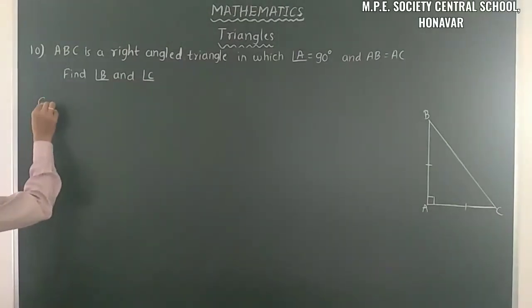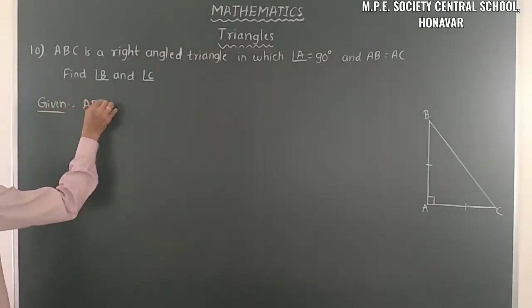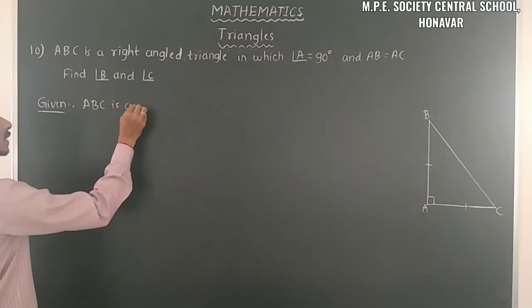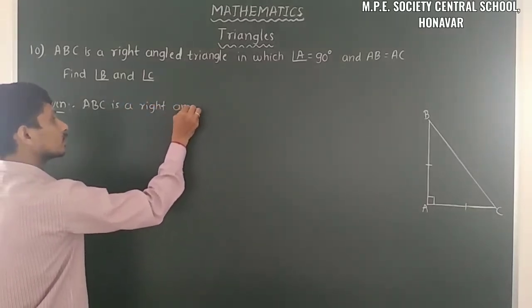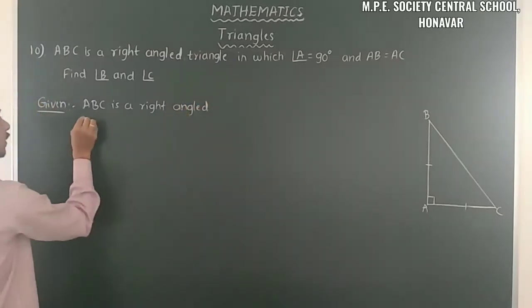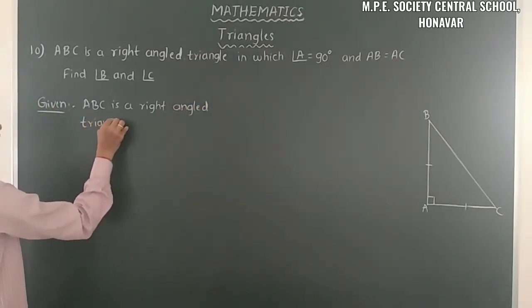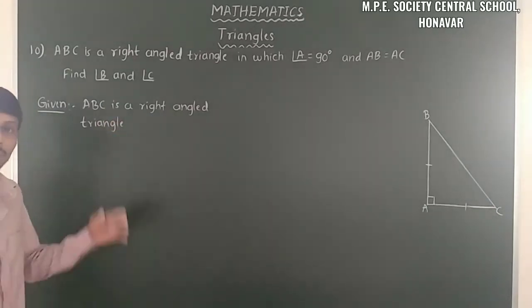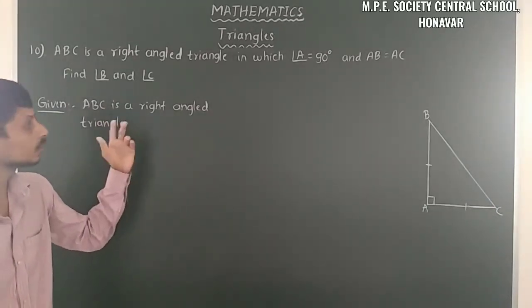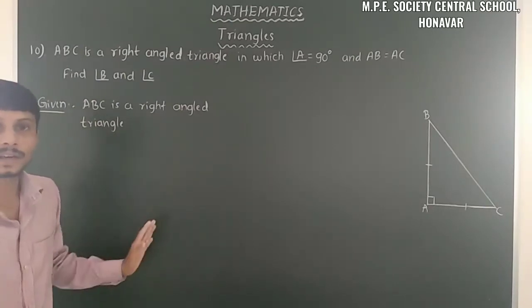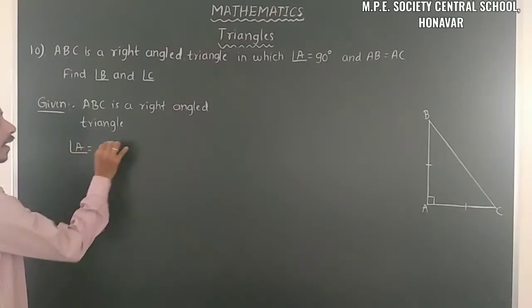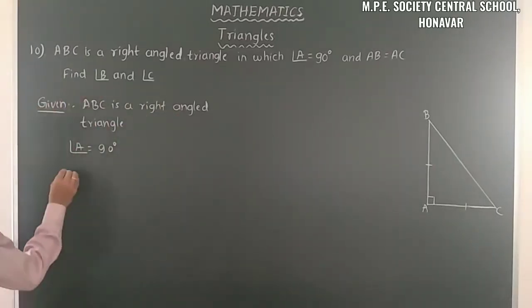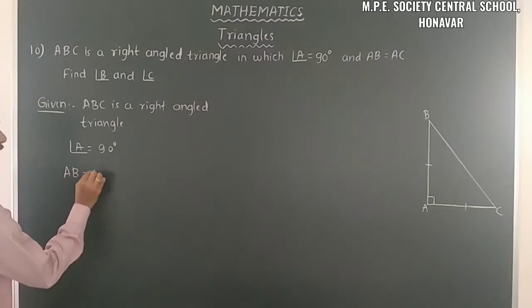So firstly we have to write given. ABC is a right angled triangle. We can also call it a right triangle, but here I will call it a right angled triangle. That means angle A is equal to 90 degrees, and also we have AB is equal to AC.